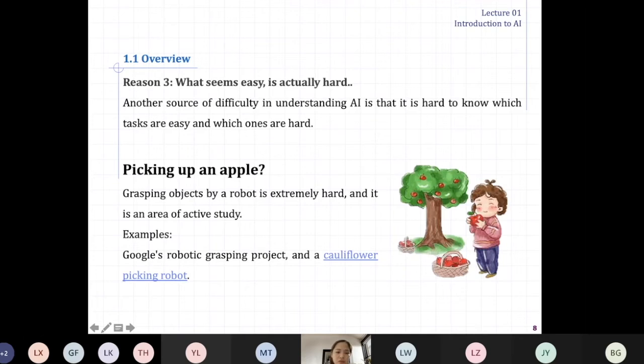And the third reason is a very obvious one: what seems easy to us is actually very hard for the computer. For example, picking up an apple. It's very easy for us to pick up an apple from the floor, but for a robot, grasping an object is actually very, very hard, and it's a very active area of study. In recent years, we have Google's robotic grasping of objects, and there's a cauliflower picking robot. We can look at this link over here before we go further.